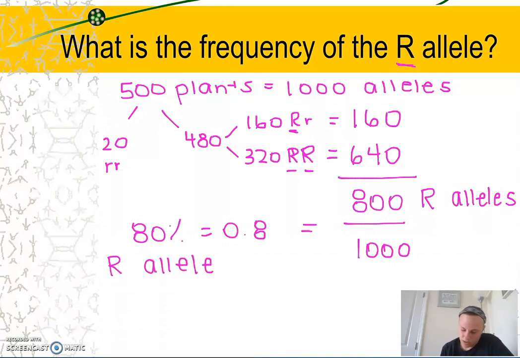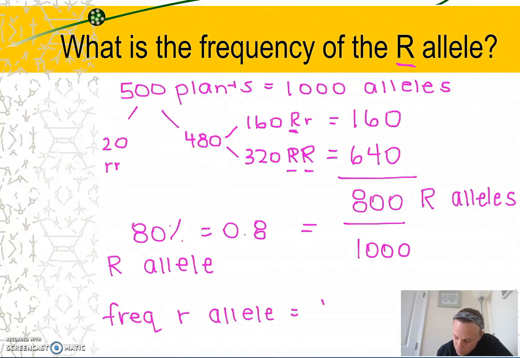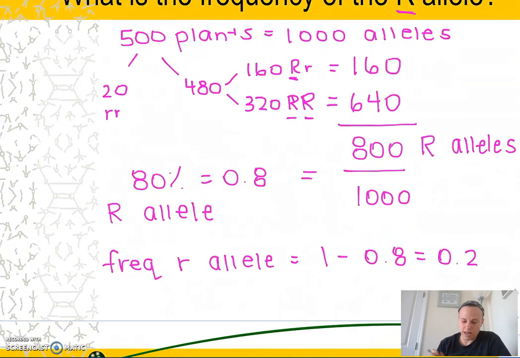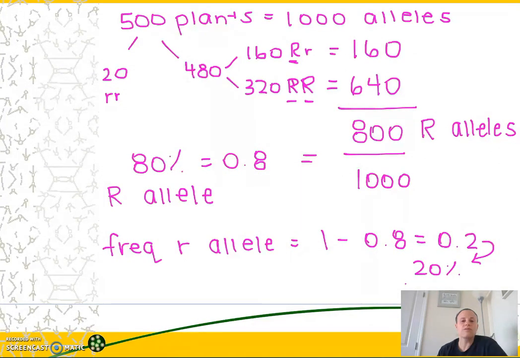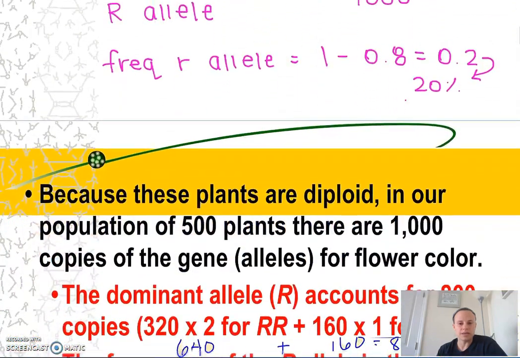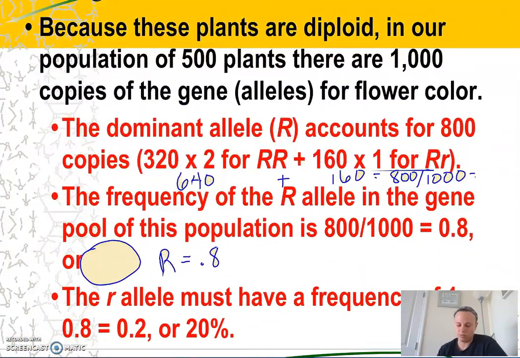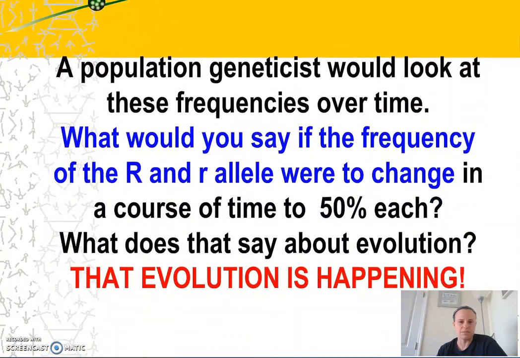Now, if they were to ask us the frequency of the little r allele, what's that going to be? That's just going to be 1 minus the frequency of the dominant allele, which would be 0.2. And if we wanted to convert that into a percentage, we would just multiply it by 100 and we would get 20%. So that's how we could figure out the frequency of an allele within a population. And this is just in words, the description of what we just did mathematically.